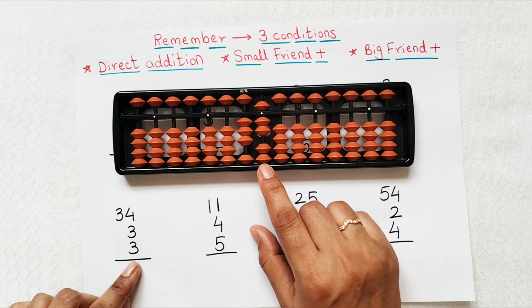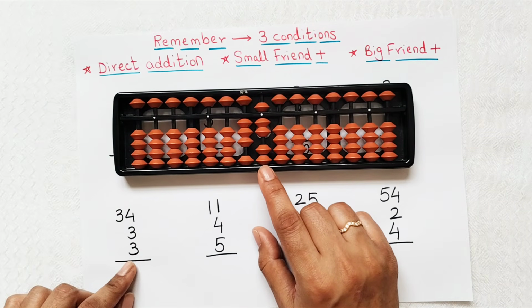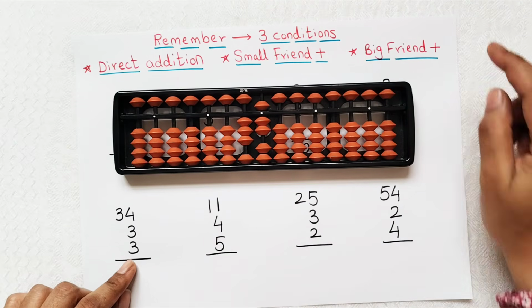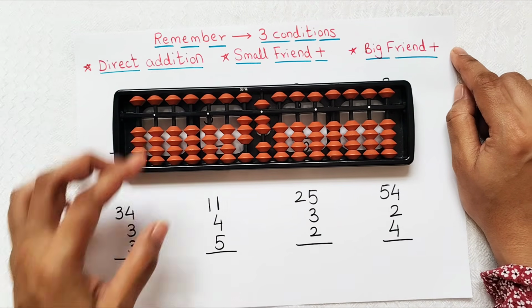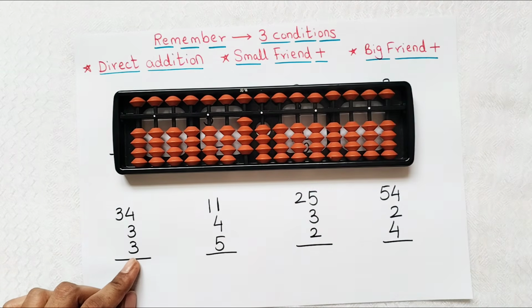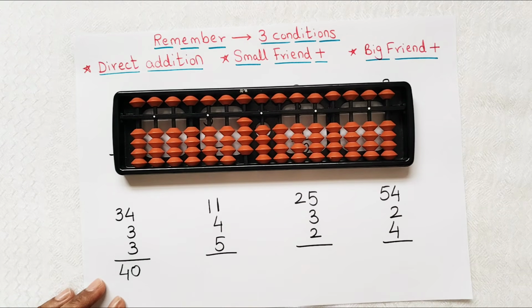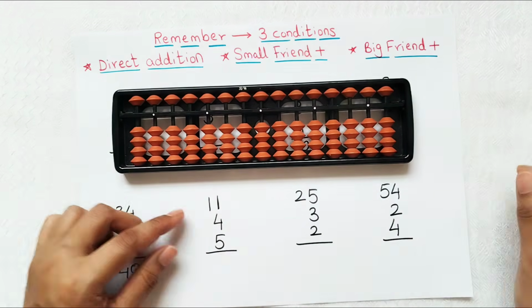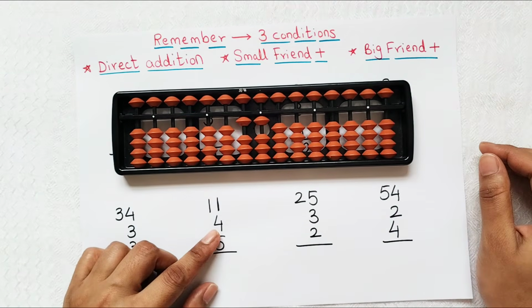Next one. 11 plus 4 plus 5. 11 plus 4. Direct addition I cannot do. Small friend, yes, I can use small friend. That is add 5 and less the friend of 4. That is 1. 5. 5 is a big number. So big friend, that is add 10 less 5. My answer is 20.